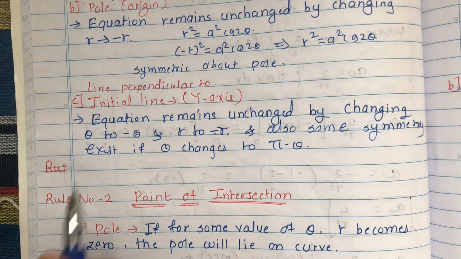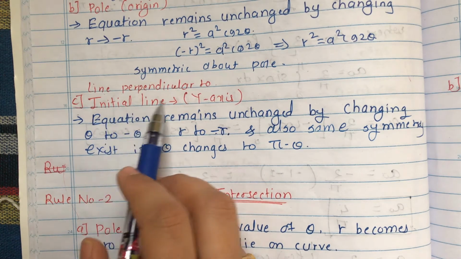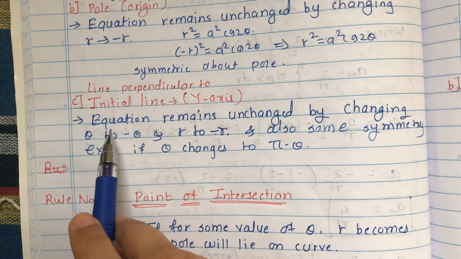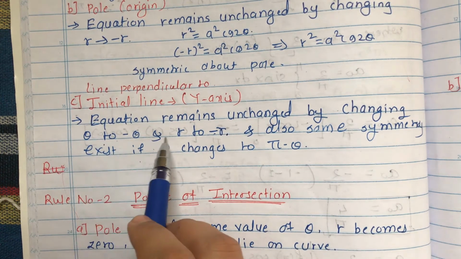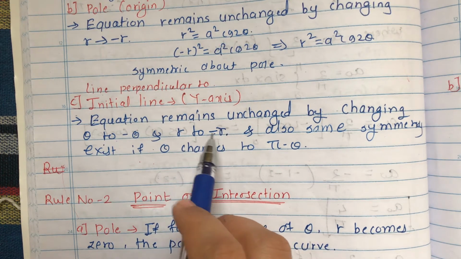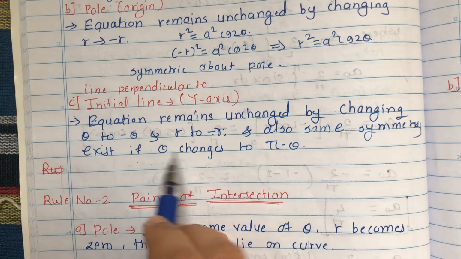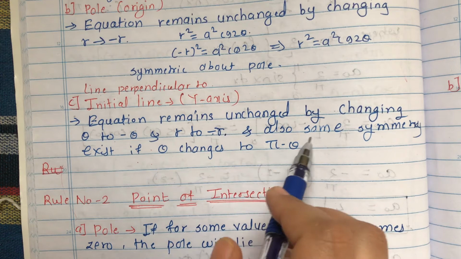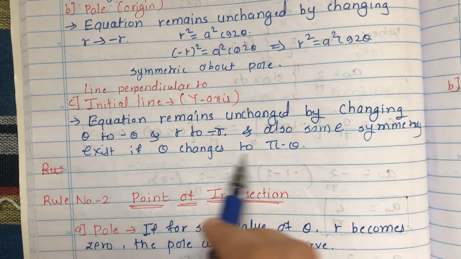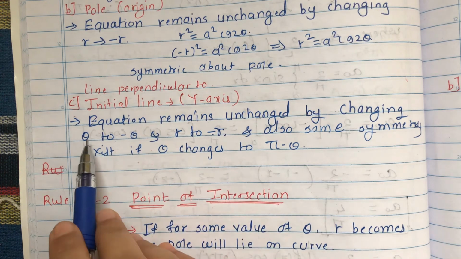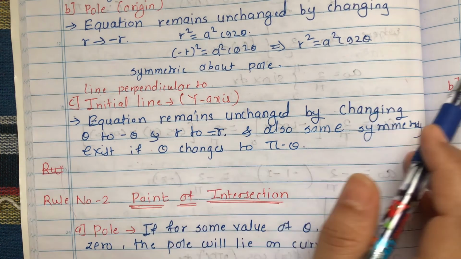Next is symmetry about the line perpendicular to the initial line. The condition is that the equation remains unchanged by changing theta to minus theta and r to minus r. The second condition is when theta changes to pi minus theta, the equation remains the same. If the first fails, we can apply this second condition. So our first condition is to replace theta by minus theta and r by minus r.